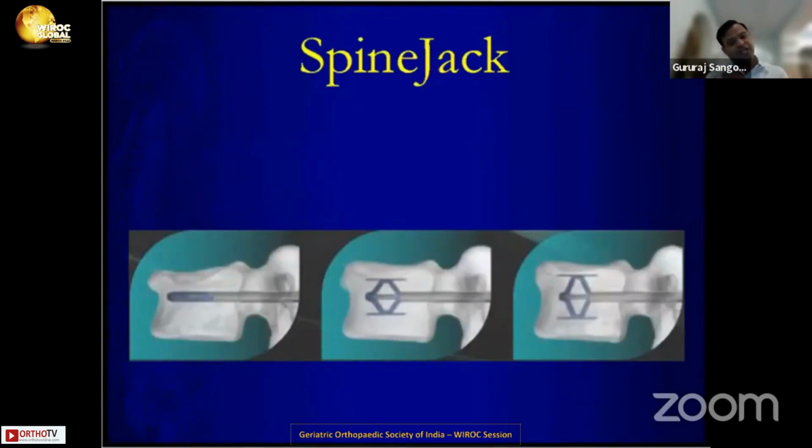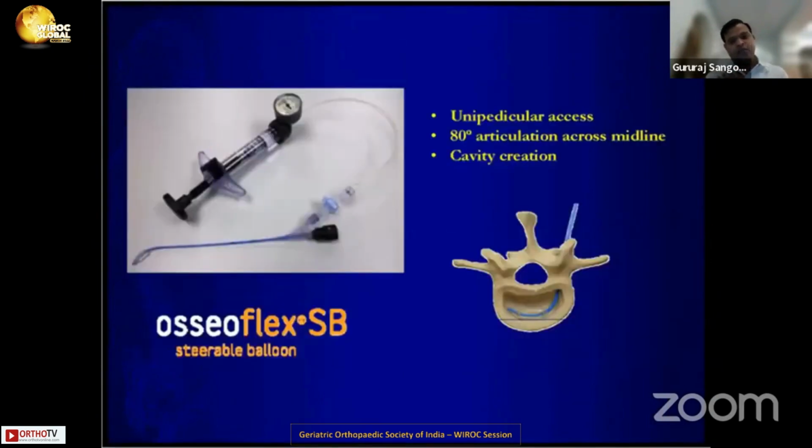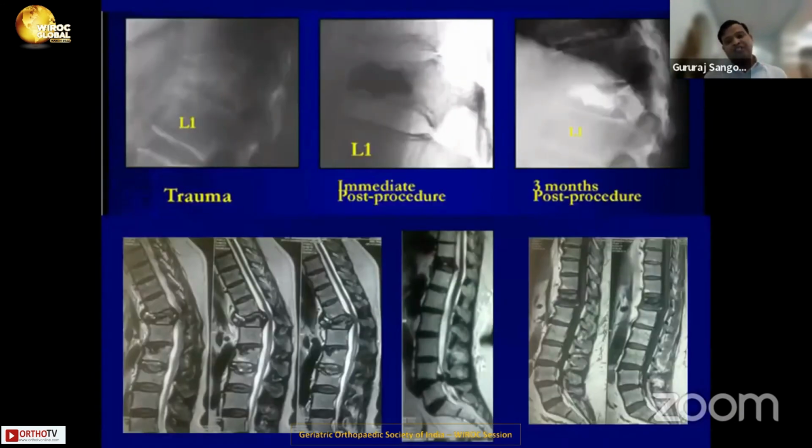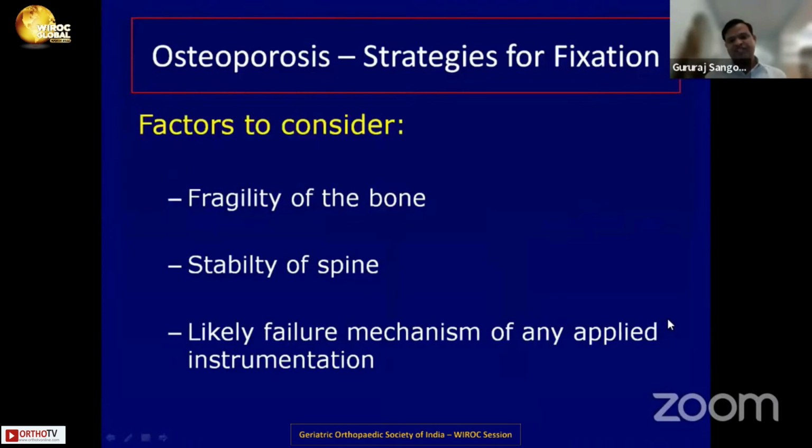You have the spine jack, like a car jack, and then you have the osteoflex, where you can do unilateral kyphoplasties. So kyphoplasties don't always succeed. You can have progressive collapse of the vertebral bodies, and then you might have to do fixation in these fractures. Whenever you do these fixations, you have to consider the fragility of the bone, stability of the spine, and the likely failure mechanism of any instrument applied to the spine.